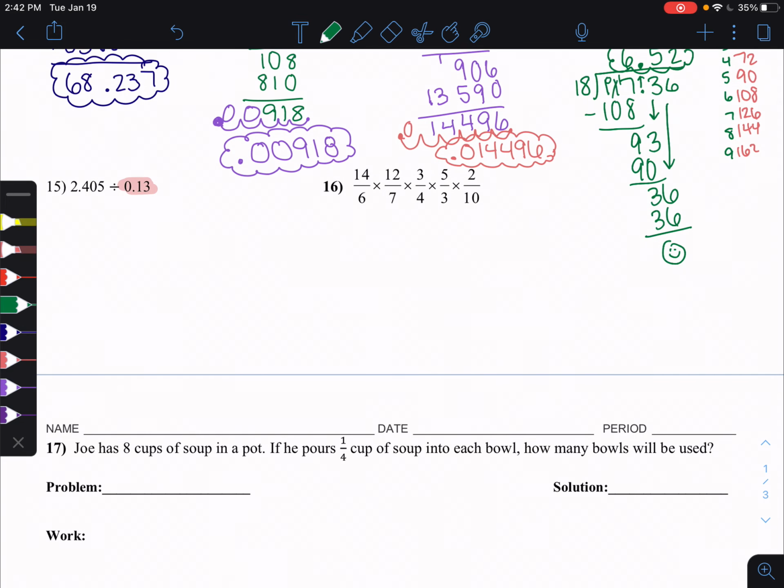Okay, same thing on number 15. I'm going to move it twice here. So I'm going to move it twice here. It becomes 240.5 divided by 13.